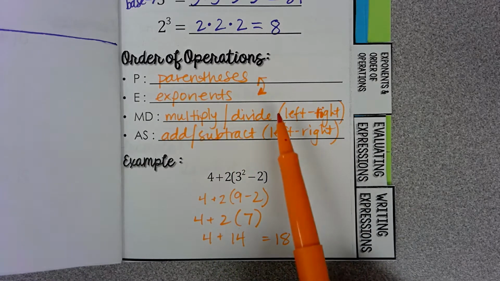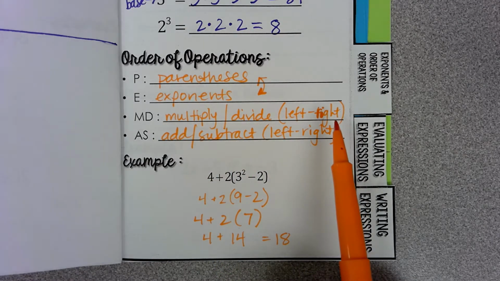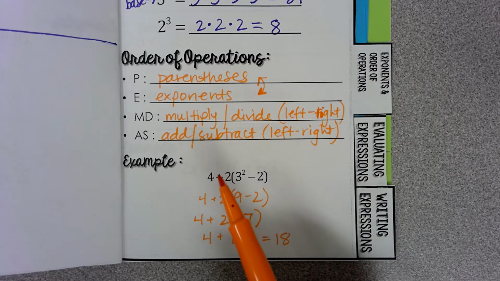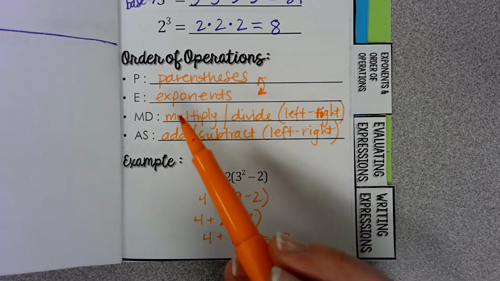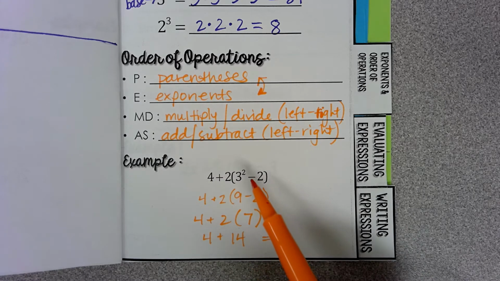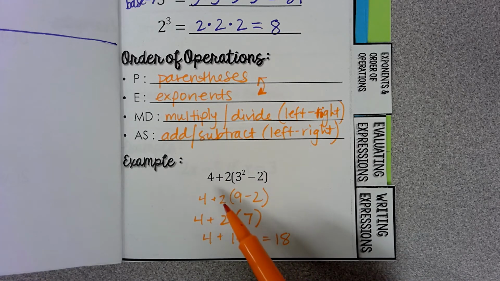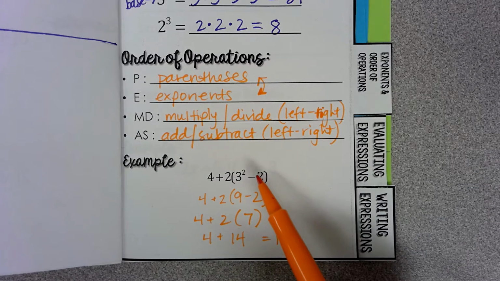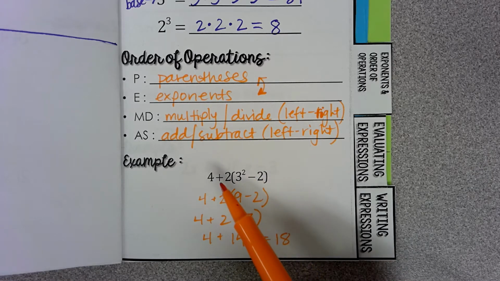Now, the reason why I put left to right up here is if you have multiple multiply or divide or add or subtract, let's say you had an add and subtract here without the parentheses like in this problem, you wouldn't necessarily do this first or this first.